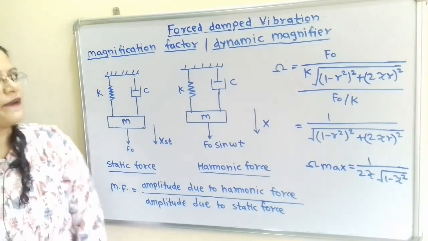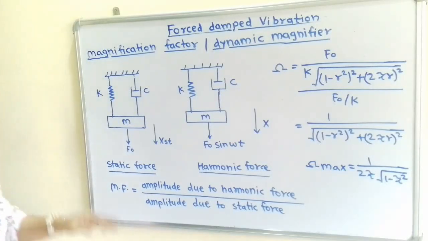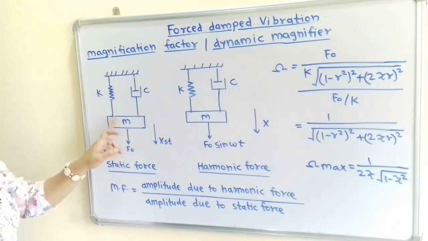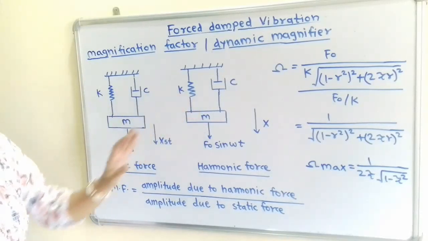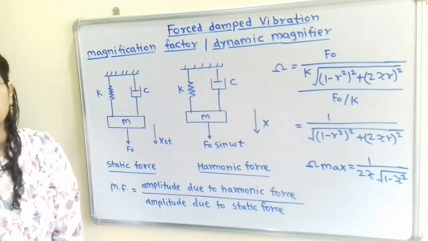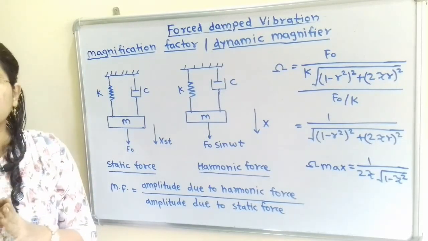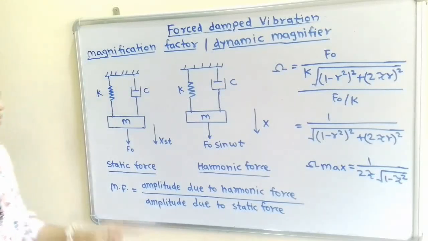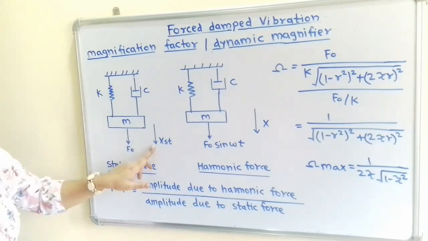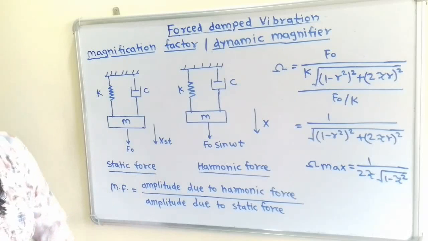Now we will understand magnification factor or dynamic magnifier. We will consider one system with a spring of stiffness K, a damper with damping coefficient C and mass M. Now for this system we will apply two types of forces. The first one is the static force. What is the static force? In static force, this is zero frequency, that is, no frequency. So static force F0 is applied to this system. Then the amplitude of vibration we will call xst, that is the static amplitude.